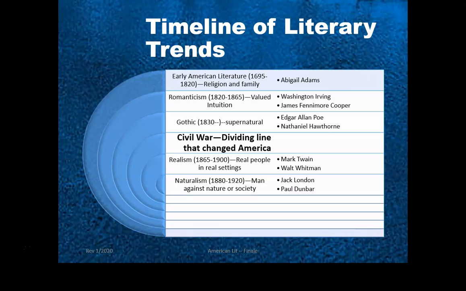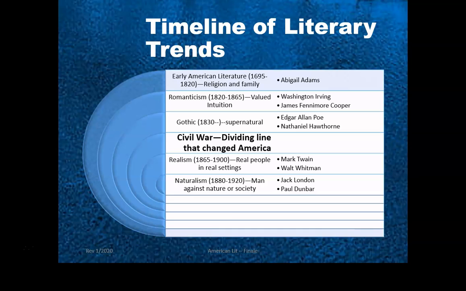In 1861 to 1865 was the Civil War, and this is a dividing line in American literature and American life. Literature after the Civil War changed, with realism, which as a literary trend ran from about 1865 to 1900, and it involved looking at real people in real settings. Mark Twain in fiction and Walt Whitman in poetry pretty much were writing in the realistic style.